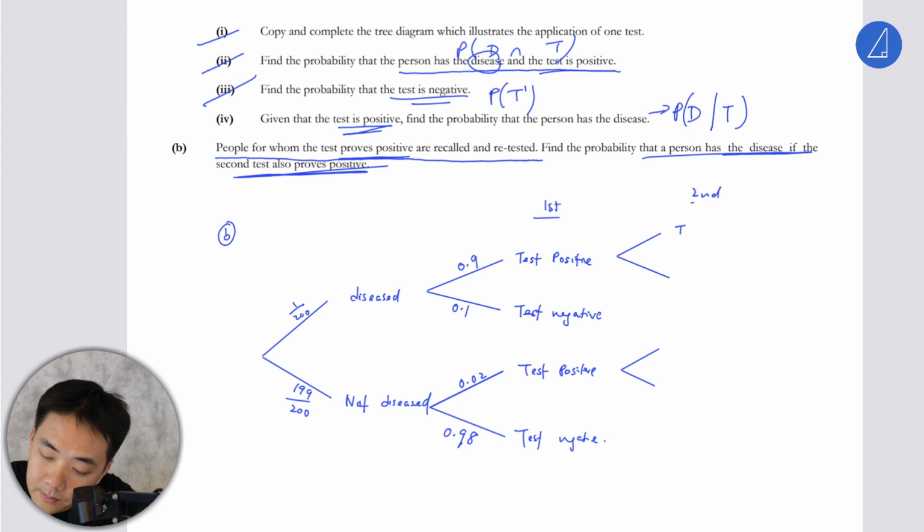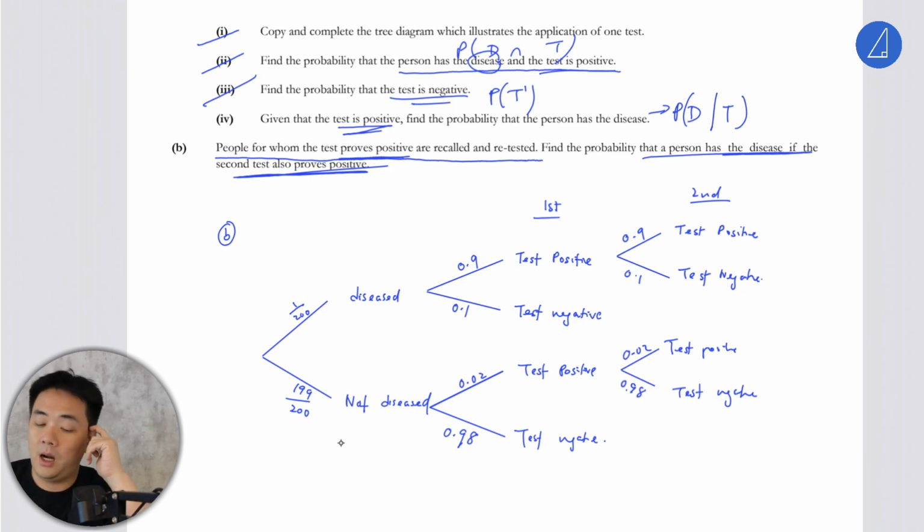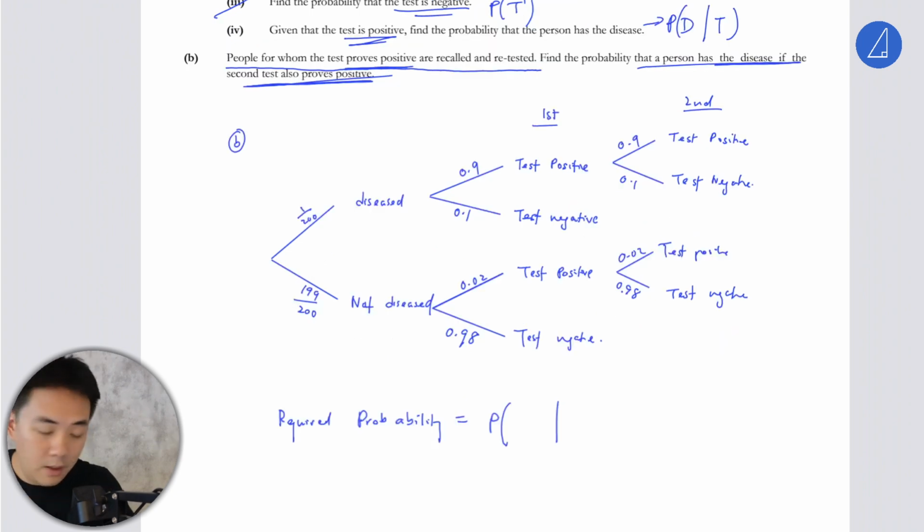The second test is here. So test positive, then test negative. Then test positive, test negative. The probabilities are still 0.9 and 0.1, right? This is 0.02 and 0.98 because you are still under the same non-disease and disease groups. Okay, so you just need to copy. It is independent of the first test. It's a conditional probability if the second test also proved positive. So the second test is positive.